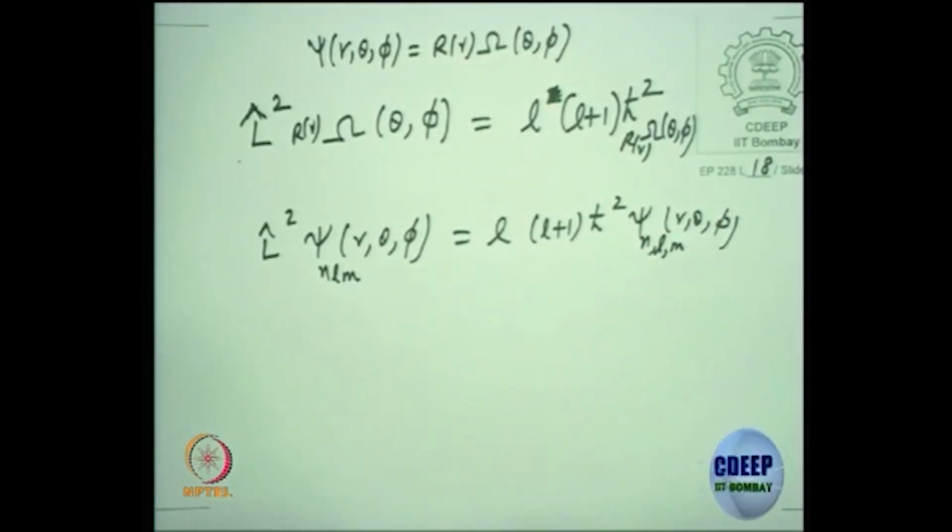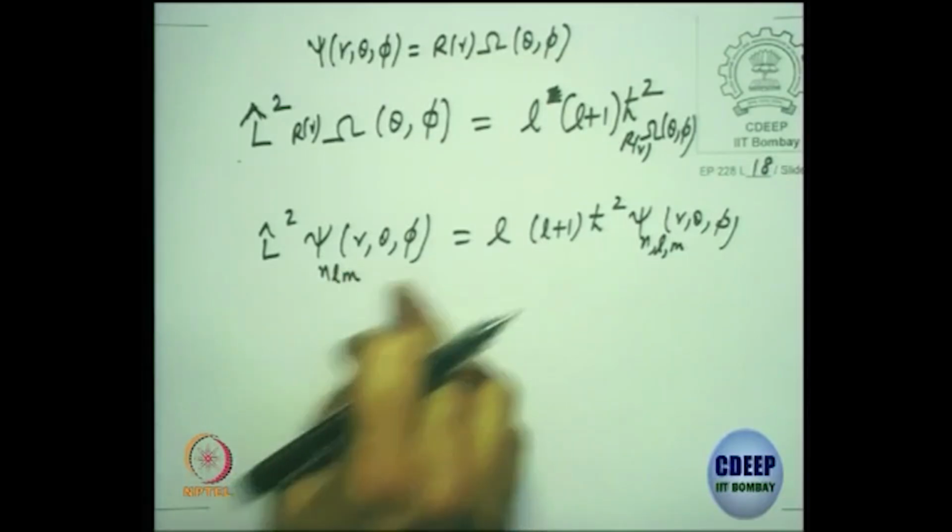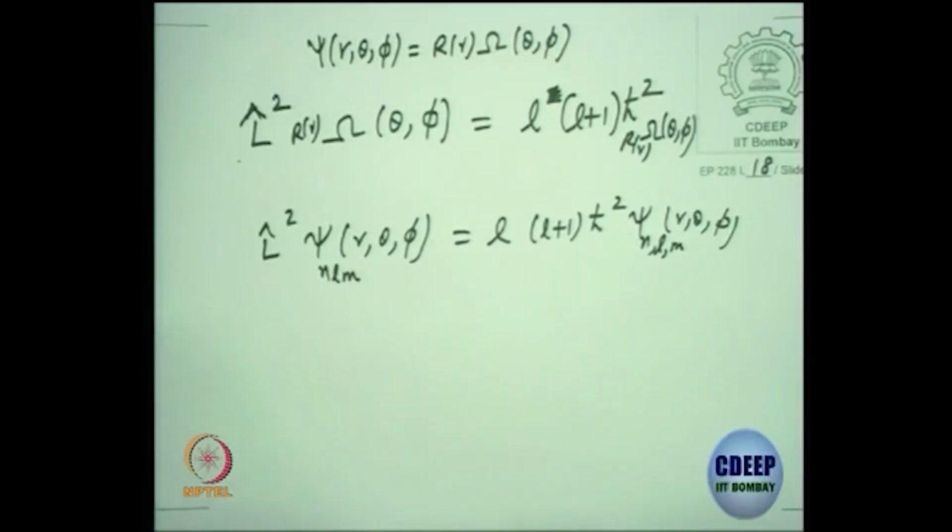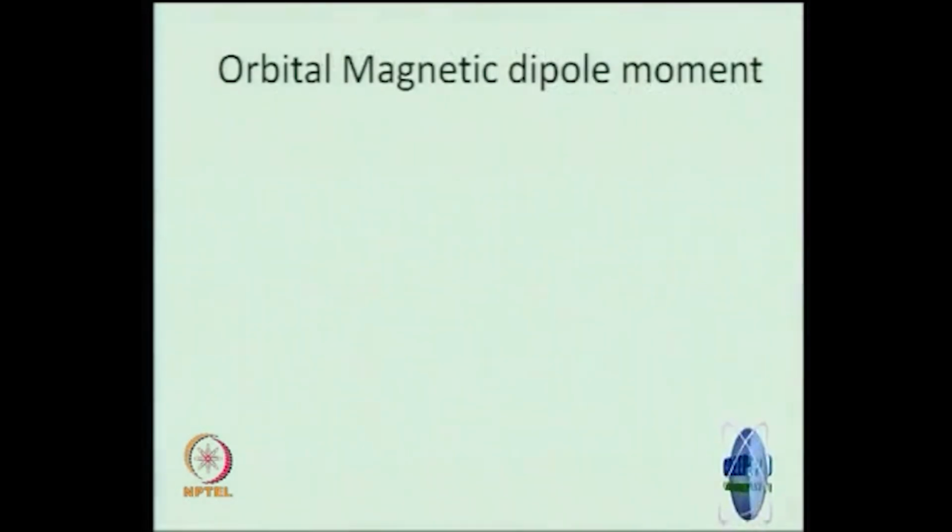So the eigenvalue of the energy eigenfunctions for the L squared operator is going to be L into L plus 1 h cross squared. That's what at least we see from the hydrogen atom. Okay, with this data, a couple of things which you can start attempting is the orbital magnetic dipole moment.